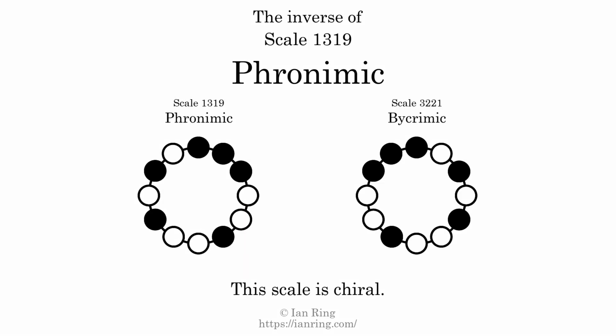The inverse of a scale is a mirror image. It is what you get when the sequence of intervals is reversed. The inverse of this scale is scale 3221, also known as bichrimic.